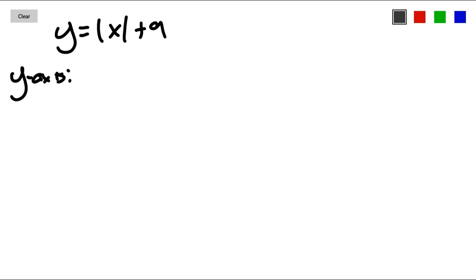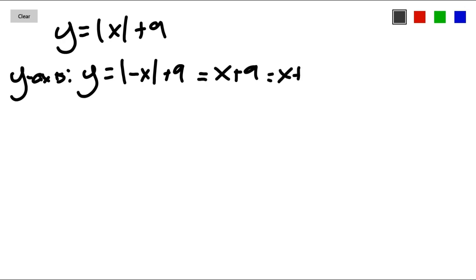Alright, this will be the last one. Let's say that I have y is equal to the absolute value of x plus 9. So to test for y-axis symmetry, I set x to negative x. So I have y is equal to the absolute value of negative x plus 9. And the absolute value of negative x is just x. And in the original function, the absolute value of x is also x. So these two match.